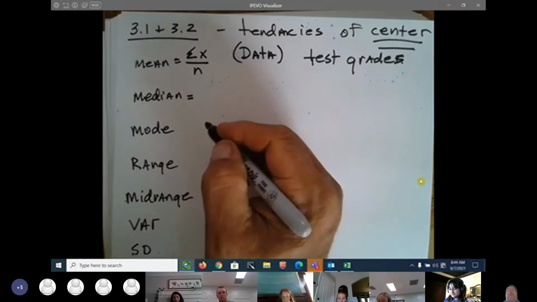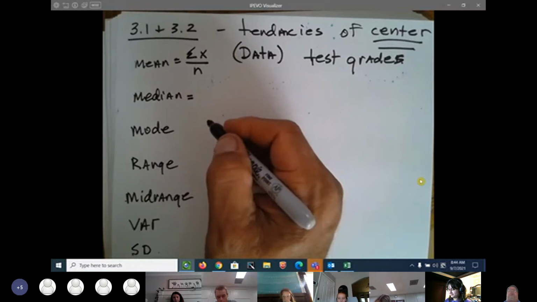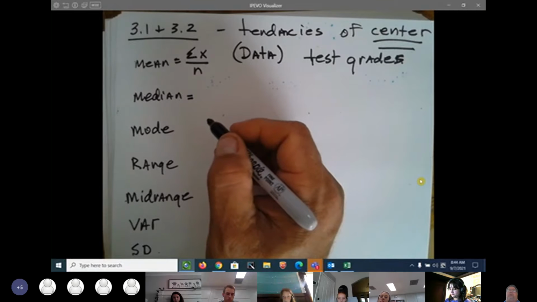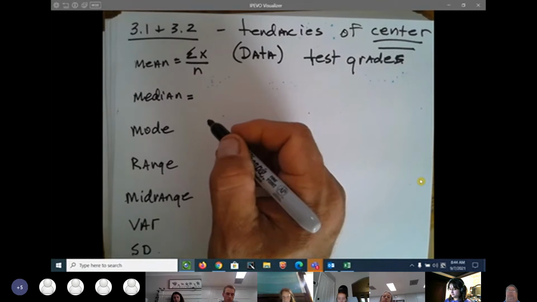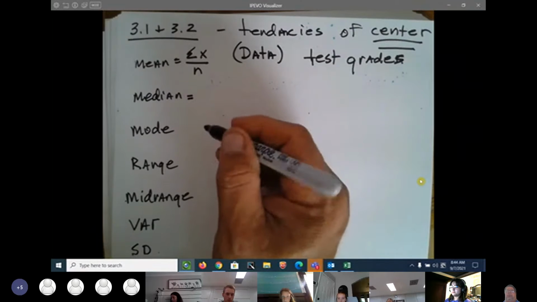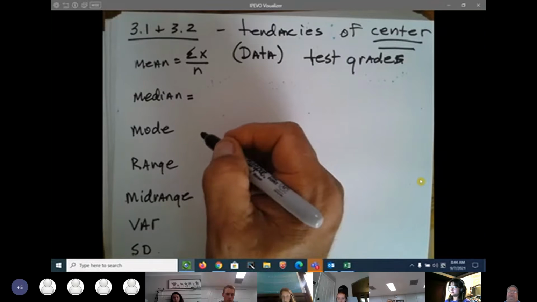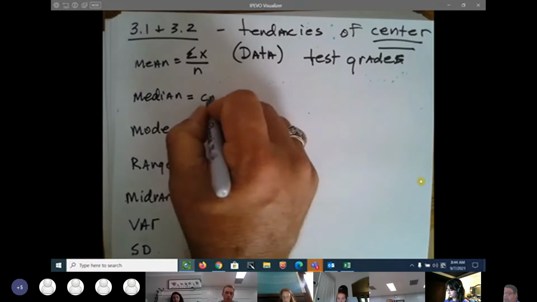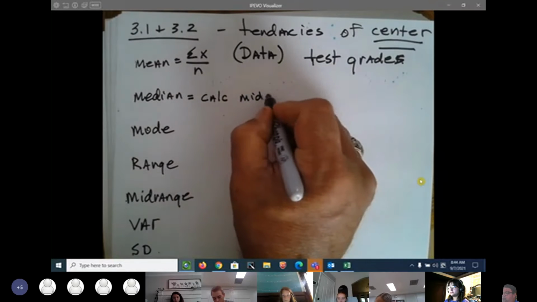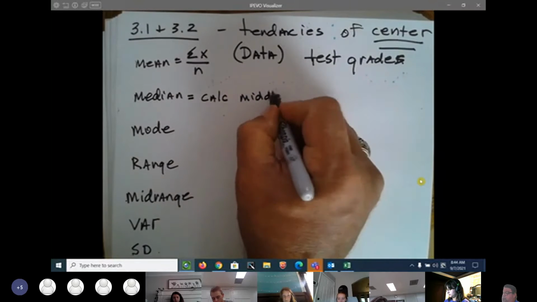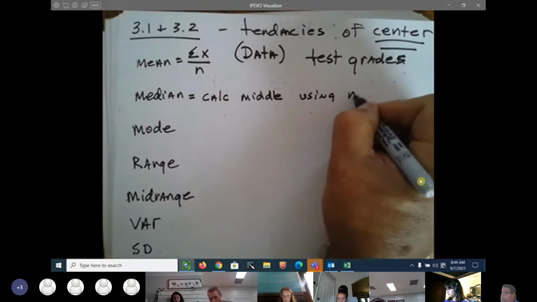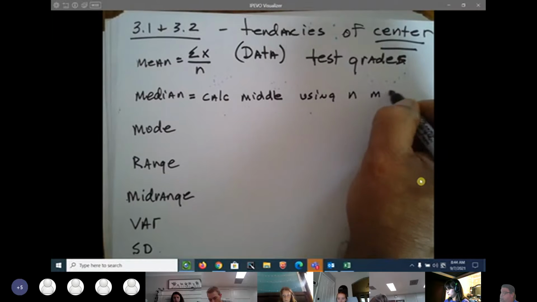Median. What is the first thing you think about when you hear the word median? And if you say something mathematical, you're lying. You don't think mathematically. Middle. You're the middle of the road. The median in the middle of the road. So this is a calculated middle using n middle numbers.